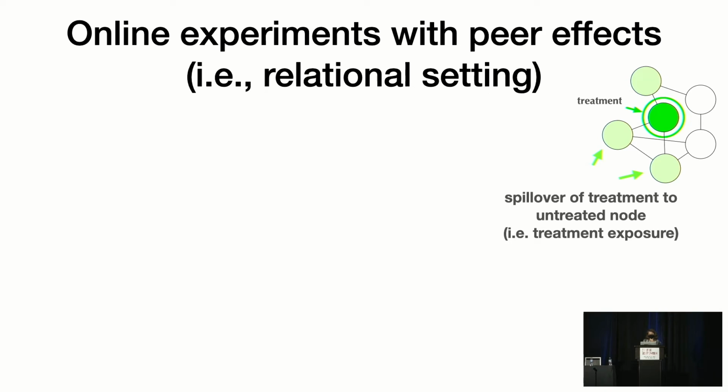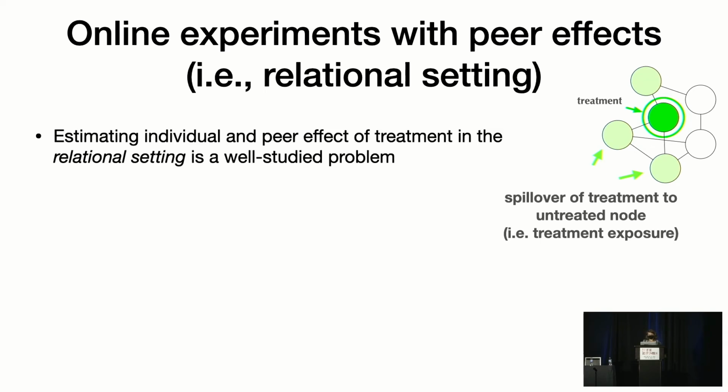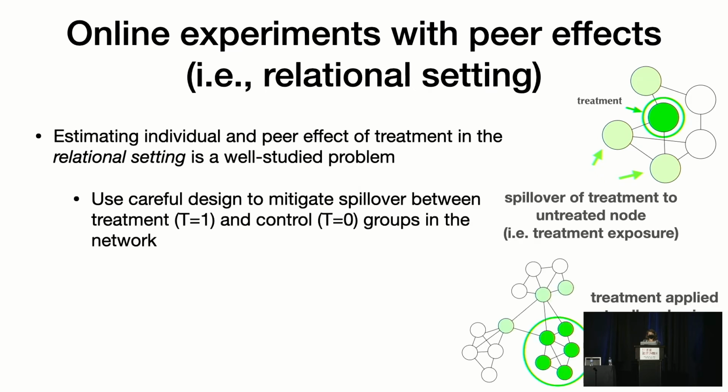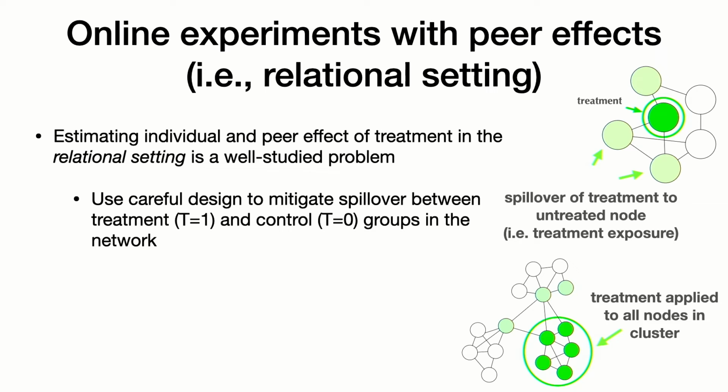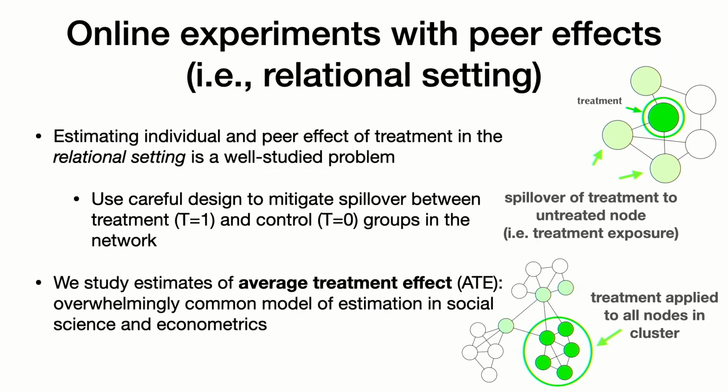In the relational setting, researchers are concerned about the spillover of treatment to other nodes that may not be exposed to treatment. And in the relational setting, estimating individual and peer effects is a well-studied problem. This is typically accomplished by clustering the network and using a cluster-based randomization design to assign treatment to all nodes in a particular cluster. In this work, we study estimates of average treatment effect, which is the overwhelmingly common model of estimation in social science and econometrics.